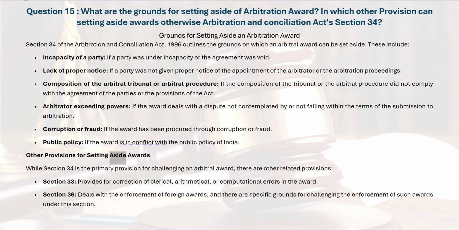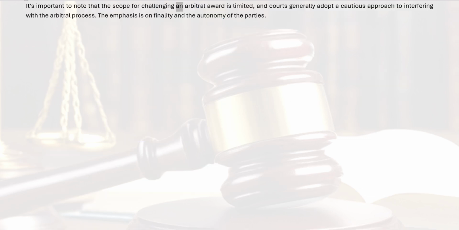Other provisions for setting aside awards. While Section 34 is the primary provision for challenging an arbitral award, there are other related provisions. Section 33 provides for correction of clerical, arithmetical, or computational errors in the award. Section 36 deals with the enforcement of foreign awards, and there are specific grounds for challenging the enforcement of such awards under this section. It's important to note that the scope for challenging an arbitral award is limited, and courts generally adopt a cautious approach to interfering with the arbitral process. The emphasis is on finality and the autonomy of the parties.